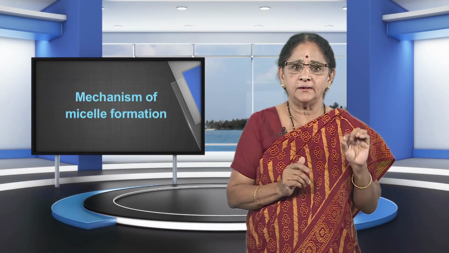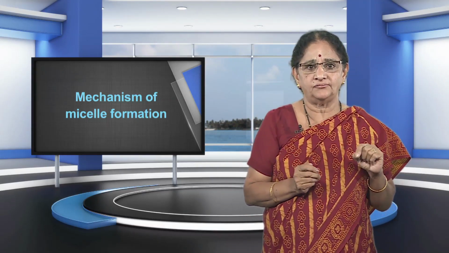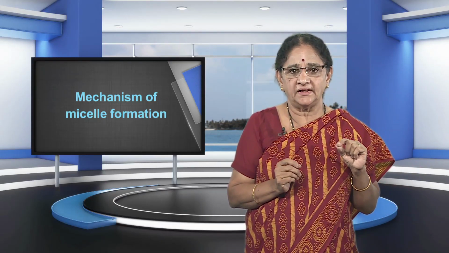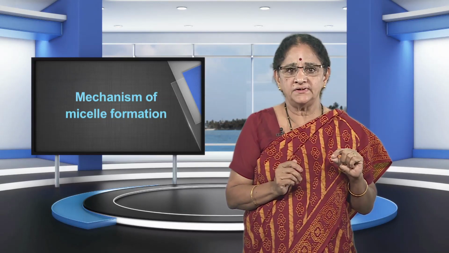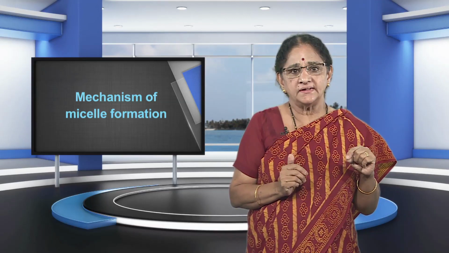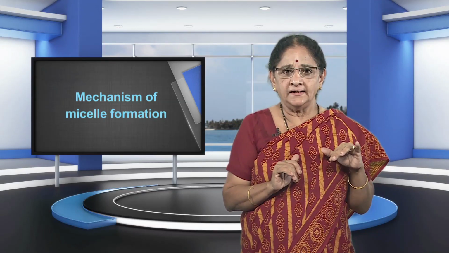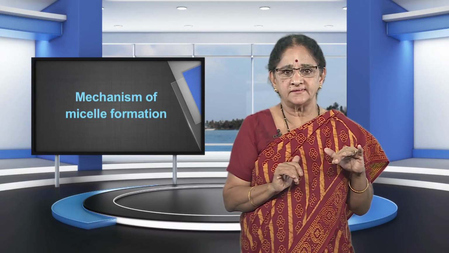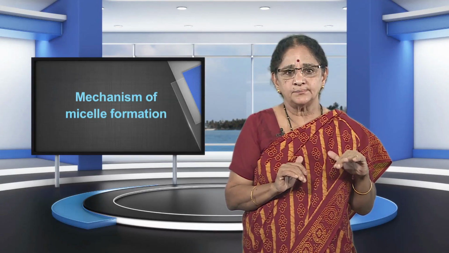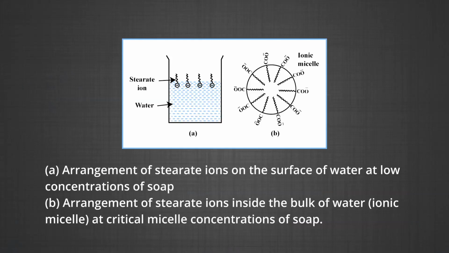But at critical micelle concentration, the anions are pulled into the bulk of the solution and aggregate to form a spherical shape with their hydrocarbon chains pointing towards the center of the sphere and the carboxylate part remaining outward on the surface of the sphere. An aggregate thus formed is known as ionic micelle.